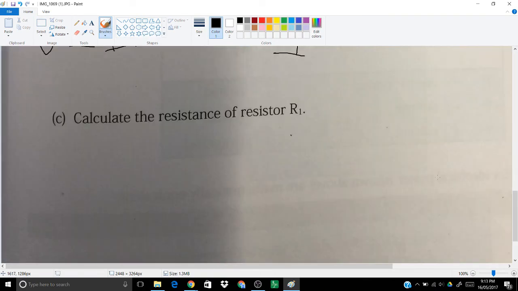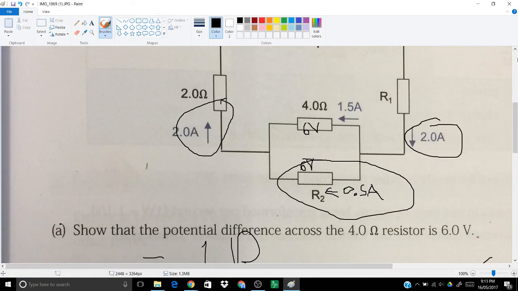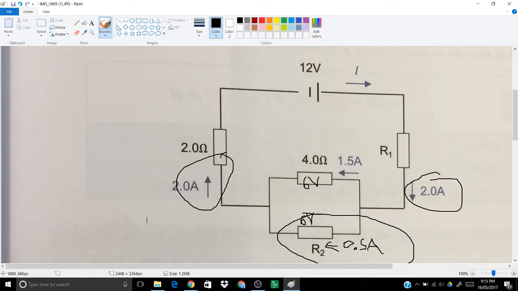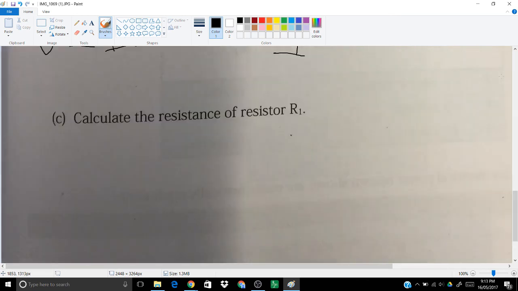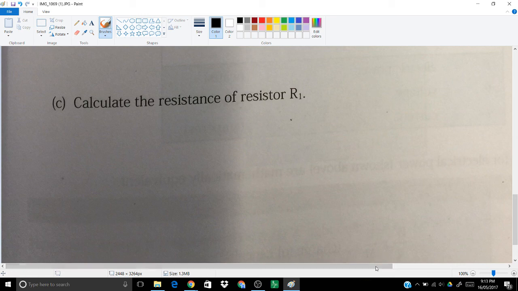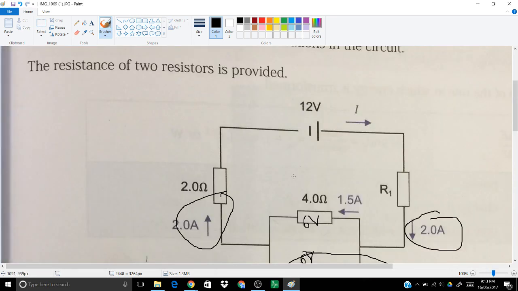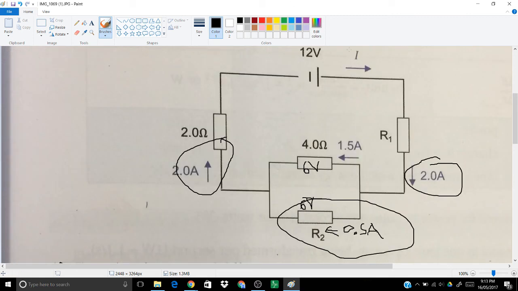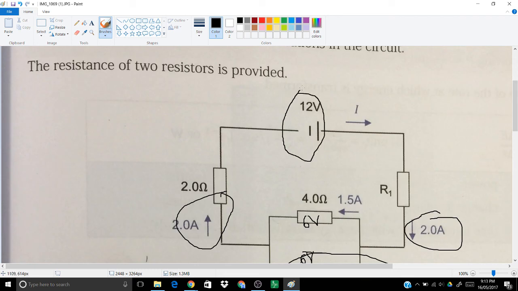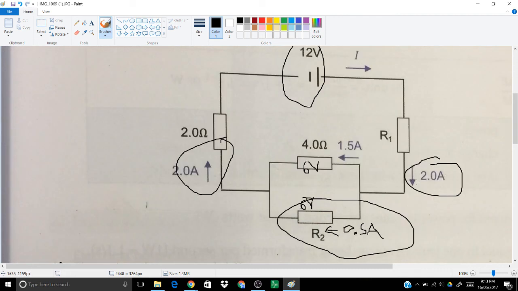So what's part C? Calculate the resistance of resistor 1. It's 3 marks for this one. Approaches to this: we know that there is a total of 12 volts providing the potential difference, and the current running through the main series path is 2 amperes. So we can work out the total resistance and then work out what resistor 1 is from that.